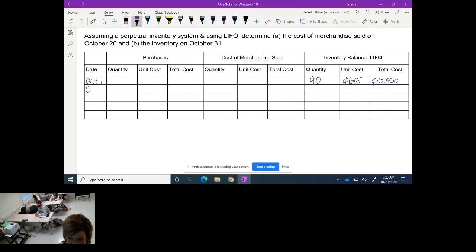Then on October 8, we're going to sell 75. Regardless of what method we use, we only have one batch in inventory, so that's not a hard choice. We have to use the $65 units. So our total cost of sales here is $48.75. That leaves us with 15 units at $65 in total.